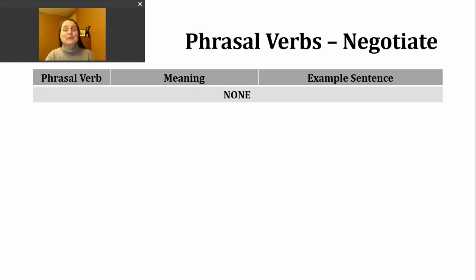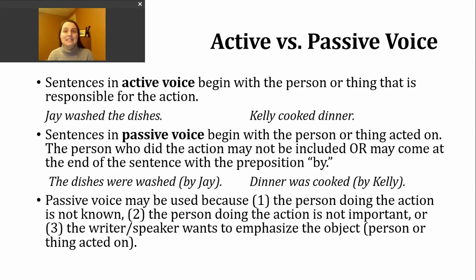You'll be happy to know I don't have any additional meanings through phrasal verbs, so that's going to allow us to do some more focused verb tense practice. And all this week, we're going to review active and passive voice. And today we're going to start with the simple past tense.